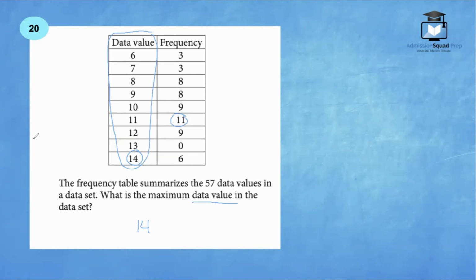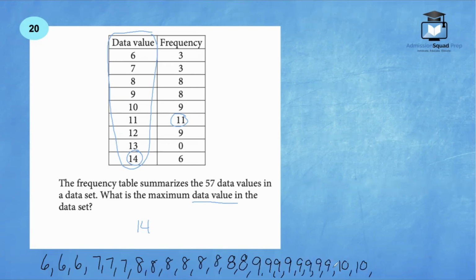So that's 14. Now, for anyone who is still confused on what a frequency table is, I just want to list out some of the numbers so you can get a visual. A frequency table is saying that each of these data values shows up a certain number of times. So the 6 shows up 3 times. The 7 shows up 3 times. The 8 shows up 8 times, okay? We have the 9 showing up 8 times and the 10 showing up 9 times. I won't continue here, but the idea is we're going to end with the 14 showing up 6 times, right?